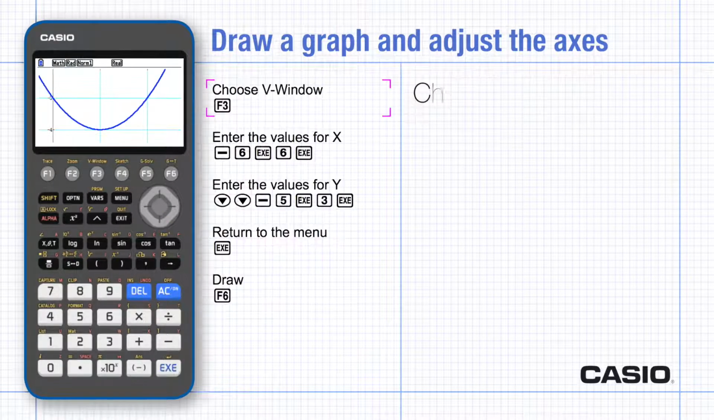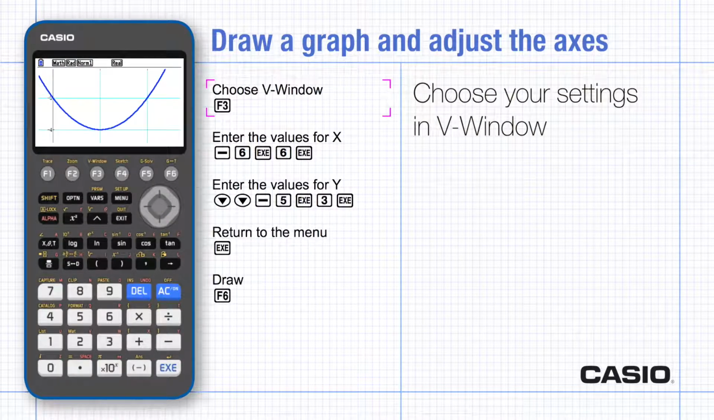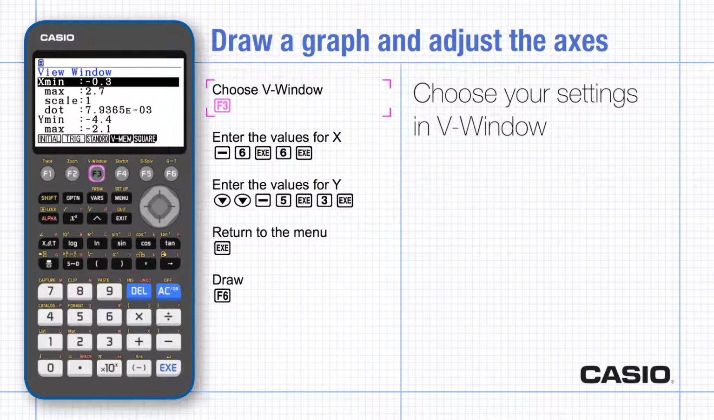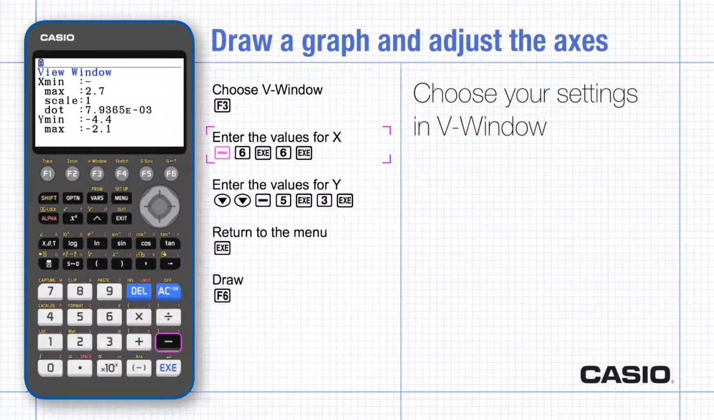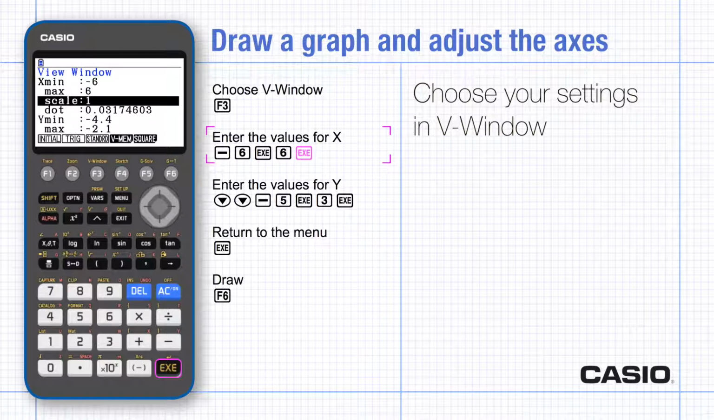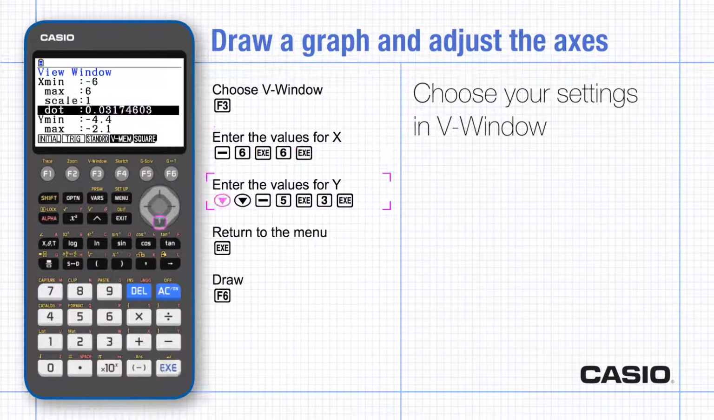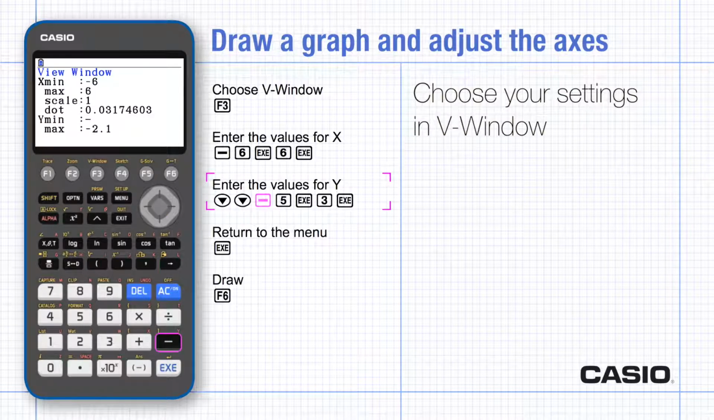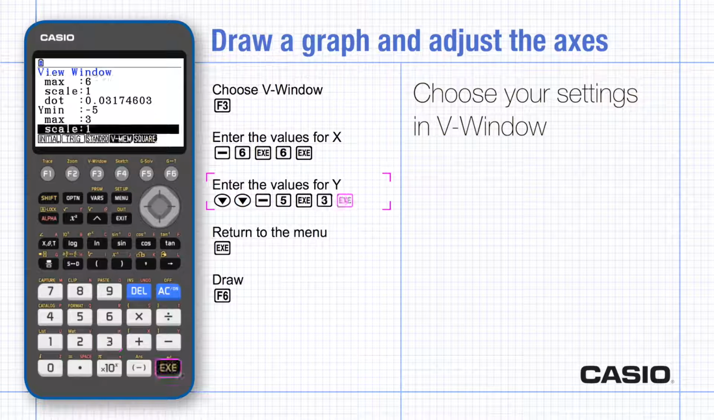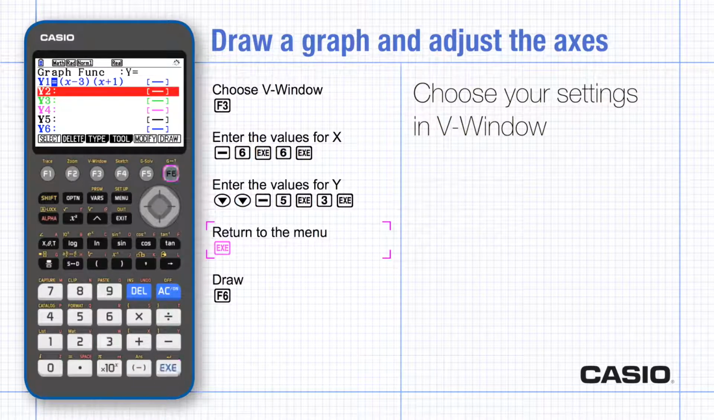If you know the values you need for your axes, go to View Window, and for X type the minimum -6 and maximum 6. Scale allows you to set how far apart the numbering is on each axis. Dot is covered in the video on Trace and G-Solve. Scroll down to choose the minimum and maximum values for Y also, and enter. And now draw the graph.